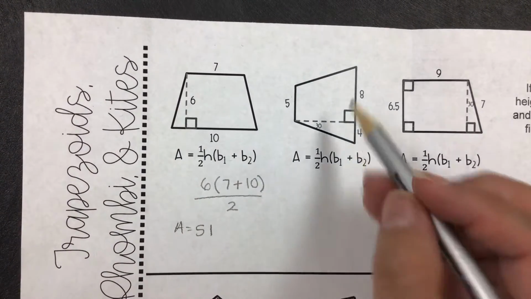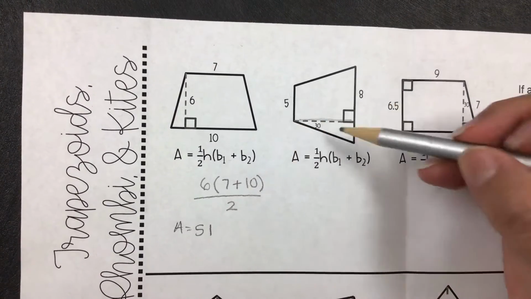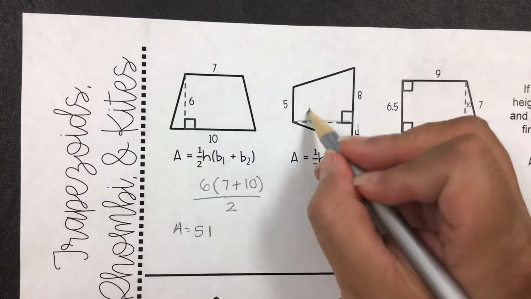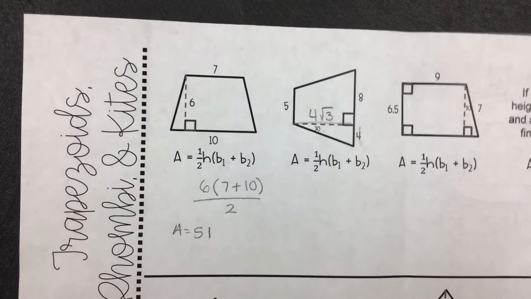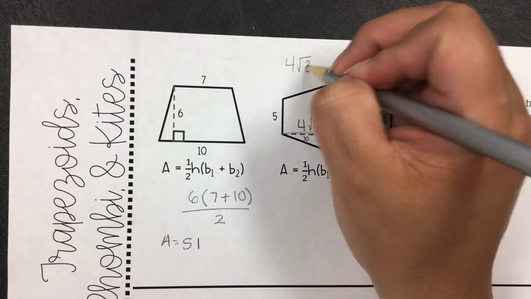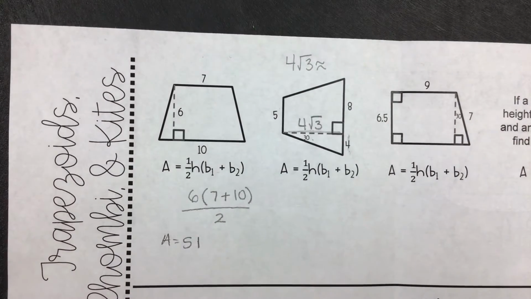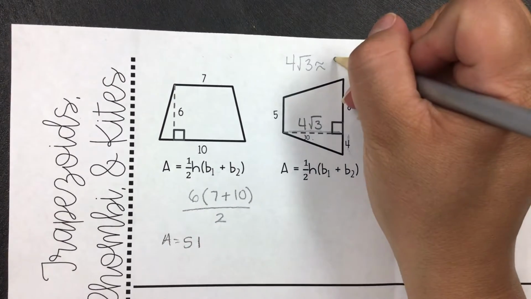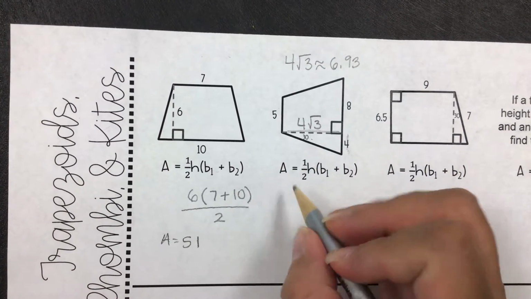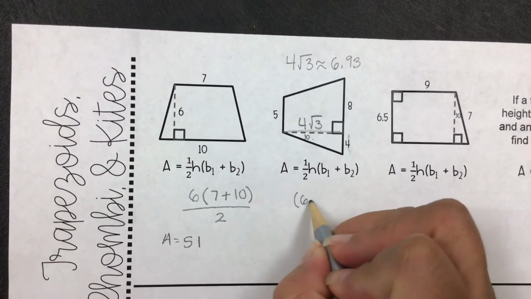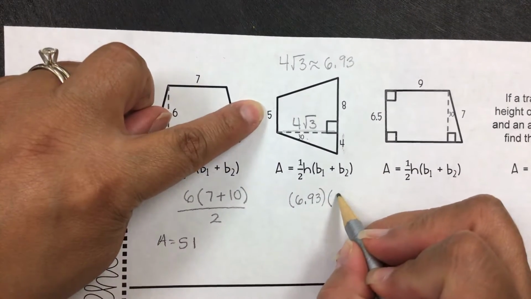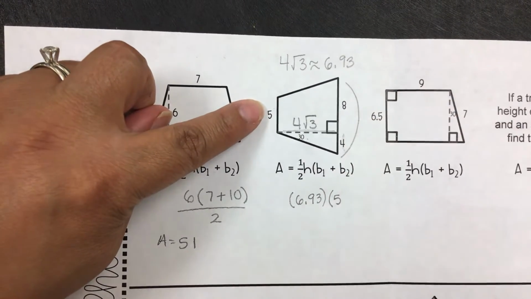For the next one, what we're looking for is this length right here. This is a 30, 60, 90 triangle, and this is a short leg. So we take the short leg and multiply by the square root of 3 to get the height. We're going to go ahead and use the decimal approximation for square root of 3, which gives approximately 6.93. And so for this one, we have the height is 6.93 multiplied by the bases, which this is 5, and then this whole thing is 12.